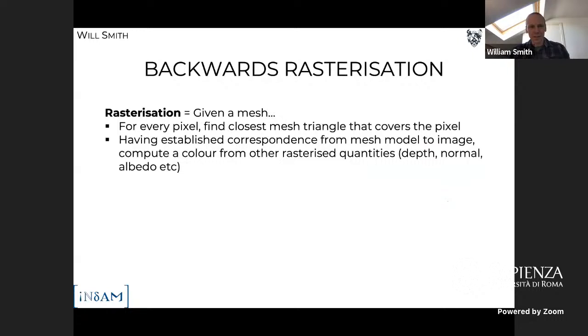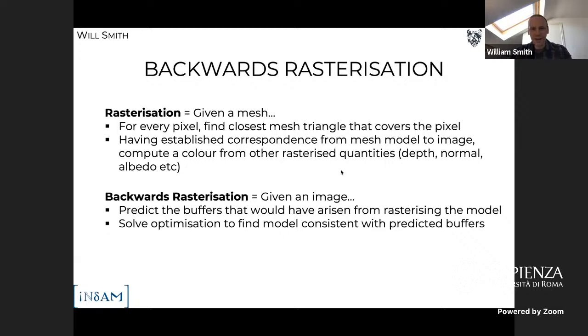Okay, so rasterization is the idea of taking a mesh, and then for every pixel, finding the closest mesh triangle that covers the pixel. And then once you've got that correspondence, you do a shading calculation to compute a color for that pixel. And usually that involves other rasterized quantities like the depth map, normal map, albedo, and so on. So we have this idea of backwards rasterization, which is, given an image, try to predict the buffers. So that could be normal buffer, depth buffer, that would have arisen from rasterizing the model, and then solve an optimization problem to find a model consistent with those predicted buffers. So it looks something like this.